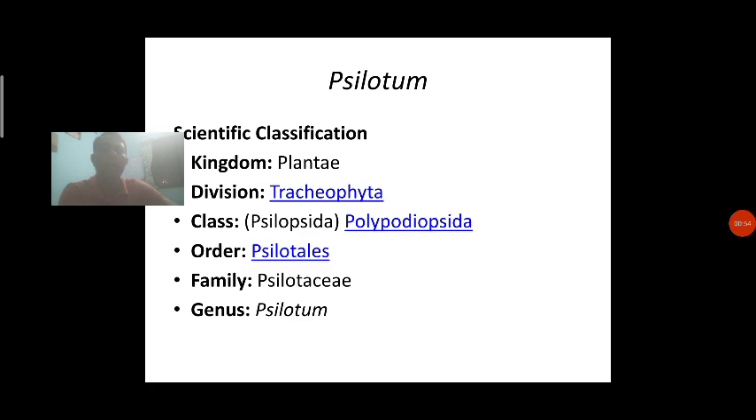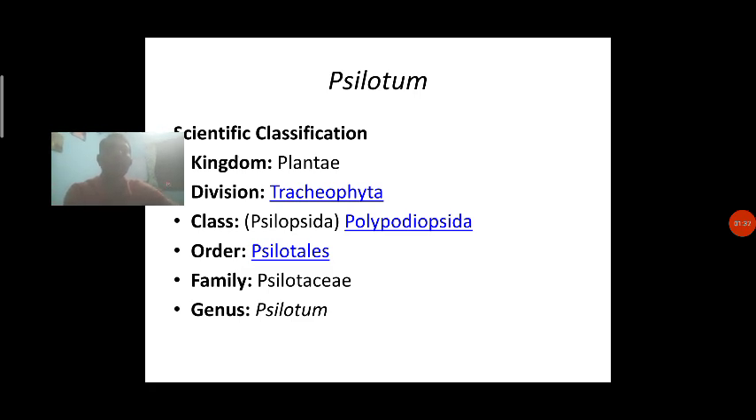Now, as we know, it is the most important pteridophyte from the examination point of view. You can see there will be different questions asked on Psilotum, for example the structure of Psilotum, or sometimes the reproduction of Psilotum also appears as a question in the examination. Now the first parameter is the scientific or systematic classification of Psilotum.